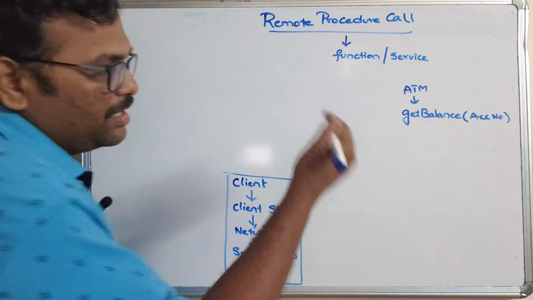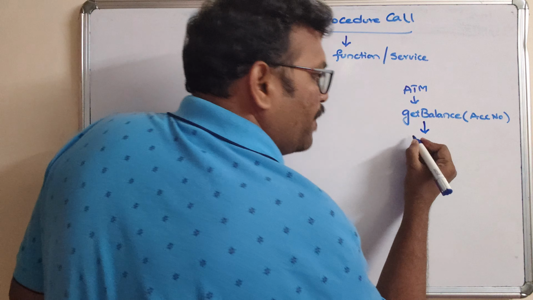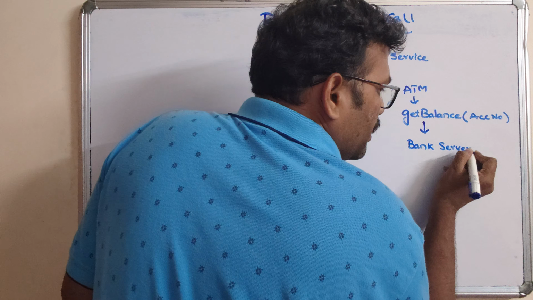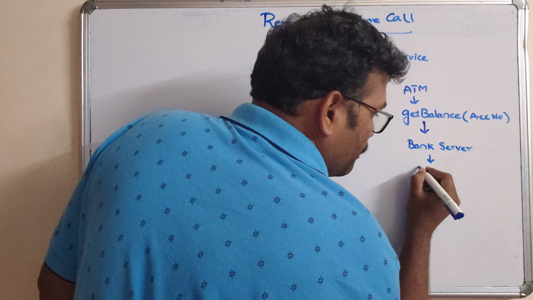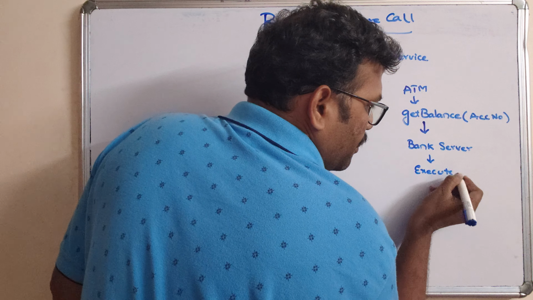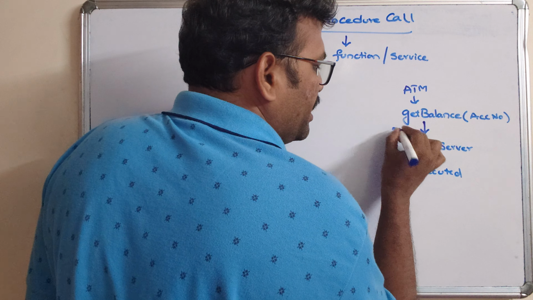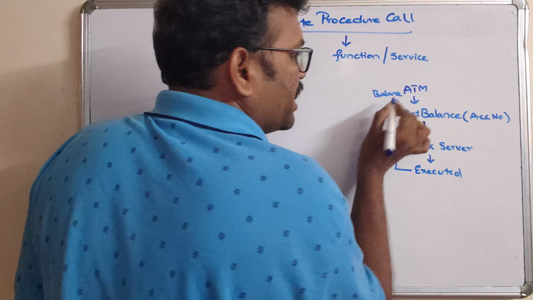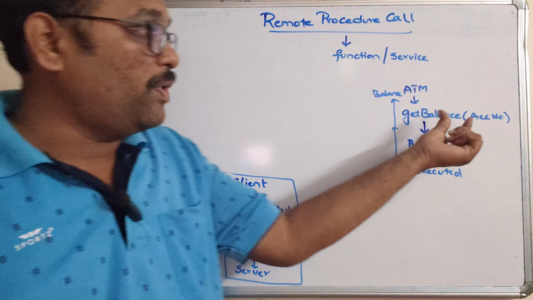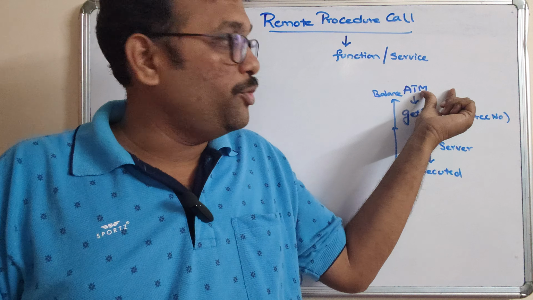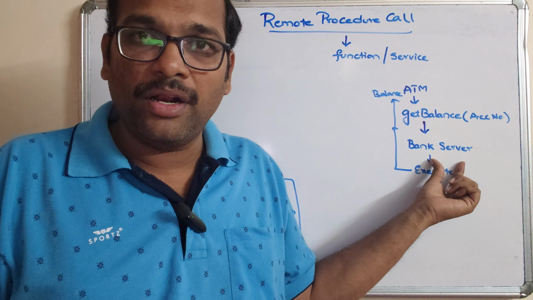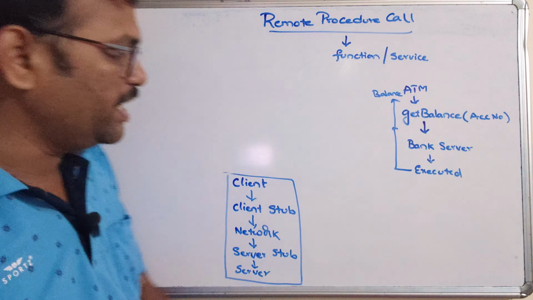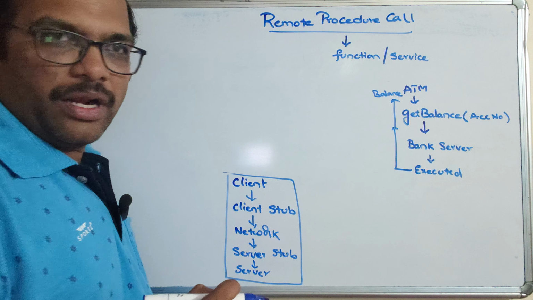So what happens, this request will go to a bank server, and the process will be executed and immediately we will be getting the balance, whatever the balance we are getting towards the ATM. So that means one computer, that means ATM, using the services of another computer just by accessing a small function. So hope you got some idea about remote procedure call.